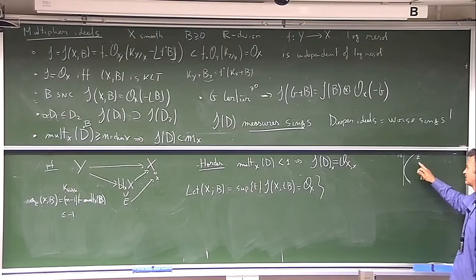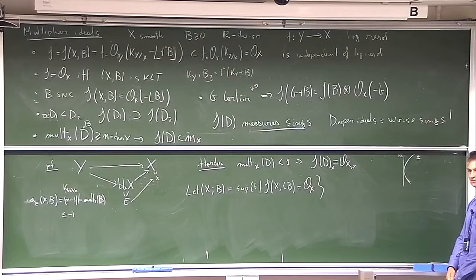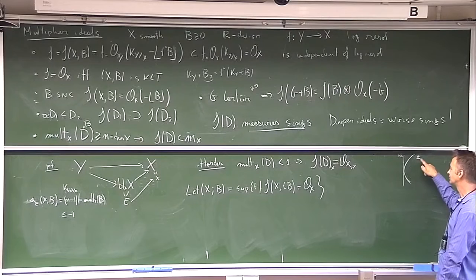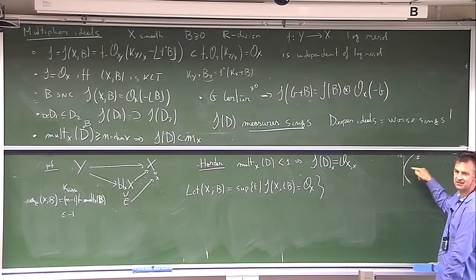So in this case, as long as the multiplicity is smaller than 1, the multiplier ideal does not reflect the singularity. Yeah, so I think what you're going to need to do with this is you need to add sort of epsilon times the multiplicity at that point.